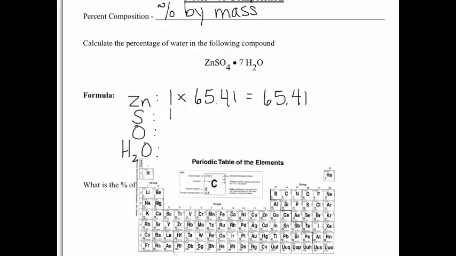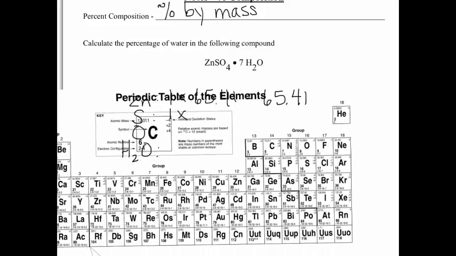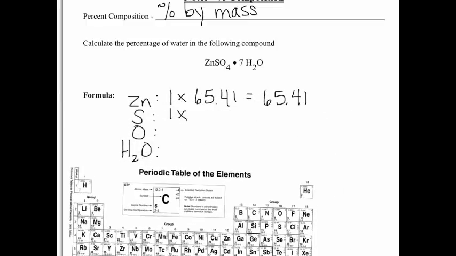Now we're going to do the same thing for sulfur. There's only 1 atom of sulfur. And then here's sulfur right here. And its mass is 32.065. And rounding that to 2 decimal places, it would end up being 32.07. And then once again, when we do the math, since 1 is the identity element, we get the same number.